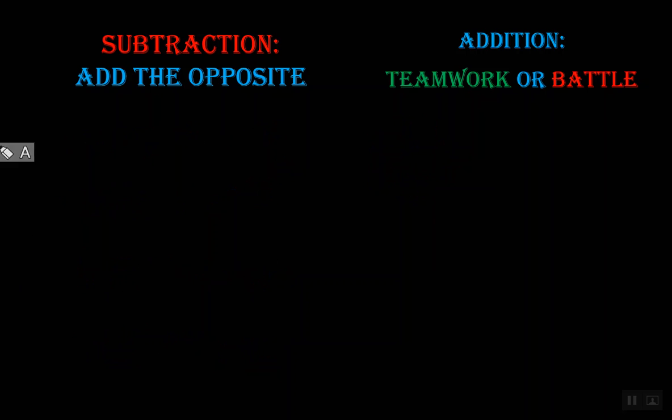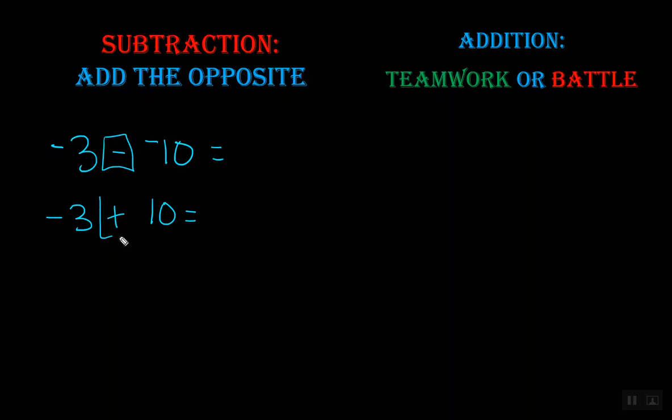How about a negative 3 minus a negative 10? I notice that I have subtraction in the middle, so I need to add the opposite. I copy over the negative 3, I add the opposite. Okay, so I now have addition. My negative 10 is now positive.